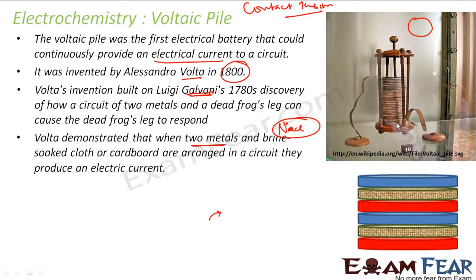metal plates, and he actually used zinc and silver plates. And if you see, he has piled up these plates in this pattern. So this is metal 1, this is a cloth, and there is metal 2. Again there is metal 1, there is a cloth, and then metal 2, and like this it continued, right? And this cloth is nothing but leather which is made wet using the brine solution.